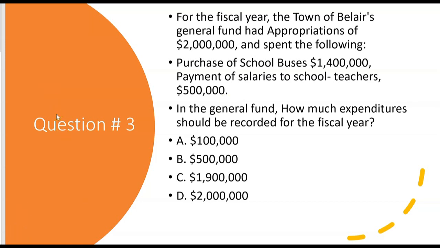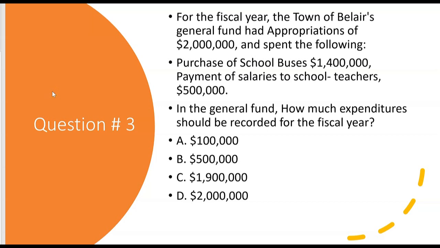So you'd have to know that the general fund uses modified accrual accounting. So that means they're not going to pick up these school buses as assets, nor will they depreciate them. Instead, they'll just charge them off as an expenditure, $1.4 million, just like the $500,000 salaries to the school teachers, which brings the expenditures to $1.9 million.